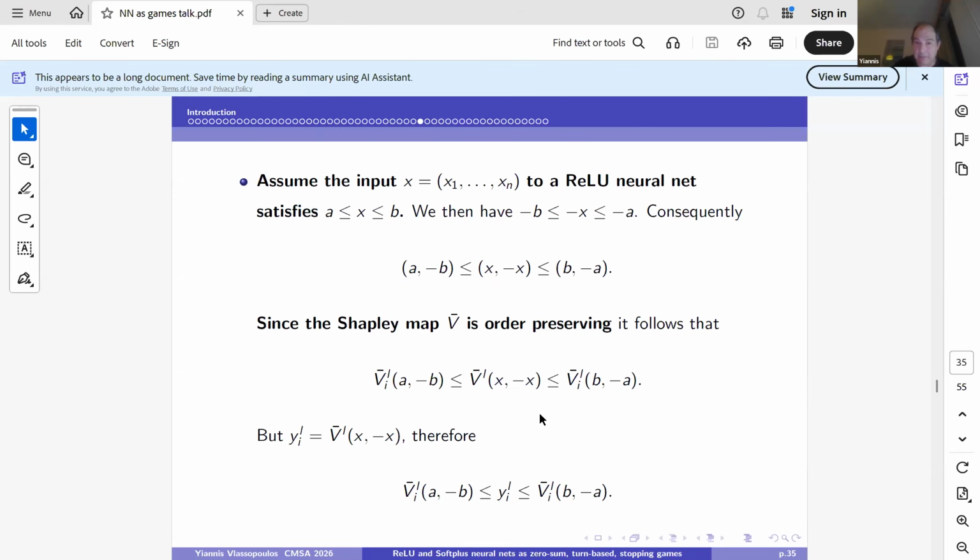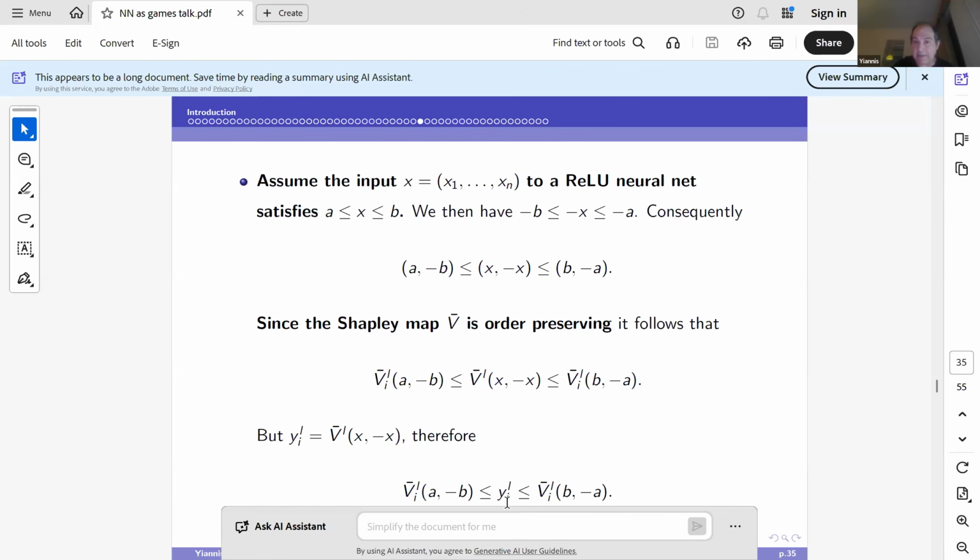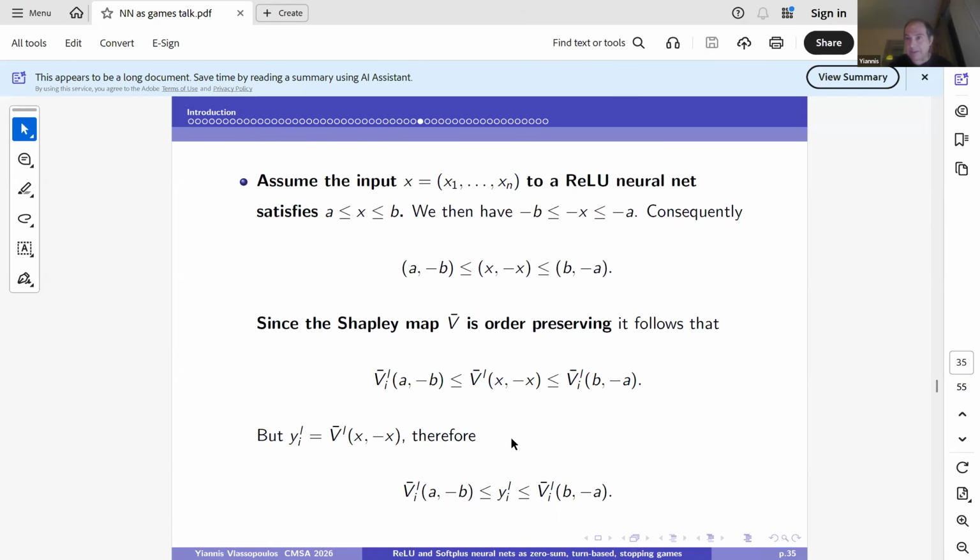In other words, because the one in the middle is just the output of the neural network at the corresponding state, it tells us that the output of the corresponding neuron is going to be between these two values of this Shapley game, the values of this extended game. So basically, we have a way to propagate bounds for any neuron. If we have some bounds for the input, we can propagate bounds for any neuron of this neural network. Now, that's nice, but one may ask the question, how good are these bounds?